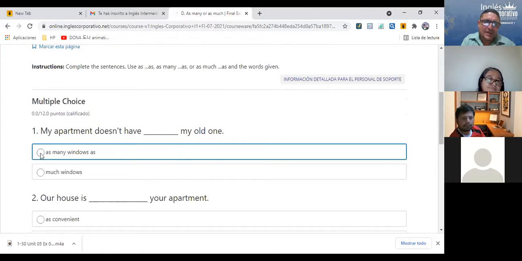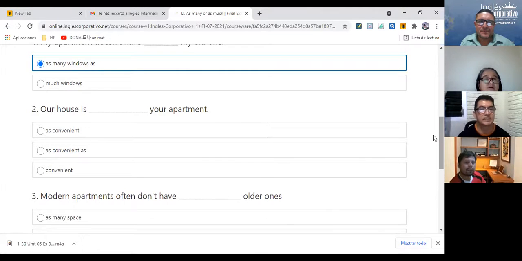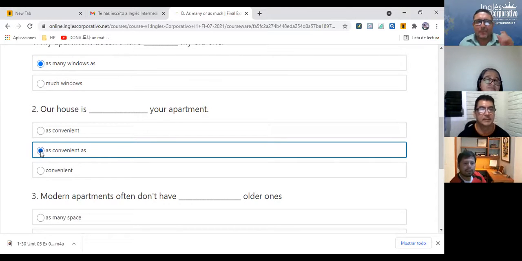Yes. All right. What about number two? Our house is as convenient as your apartment. Right. Remember, when you say our house is as convenient as your apartment, which one is more convenient, according to this particular sentence? Our house is as convenient as your apartment. So which one is more convenient? Both are convenient. The two are convenient.